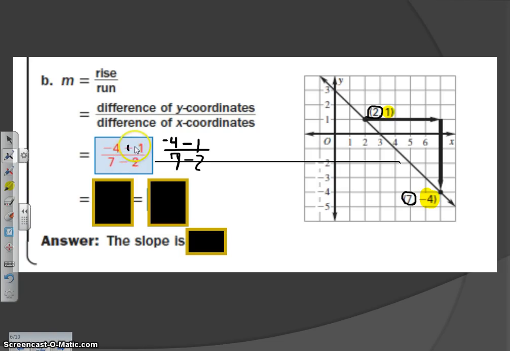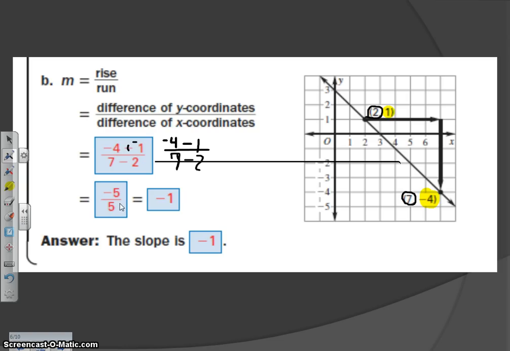You can change this subtraction to adding a negative, and -4 plus -1 is -5. 7 minus 2 is 5. Negative divided by a positive is a -1. Put that in a calculator, you can see that it's -1.